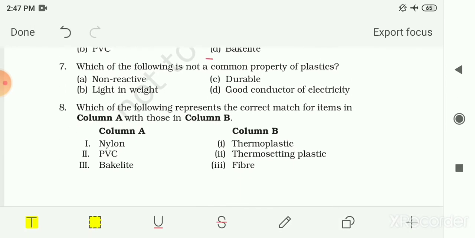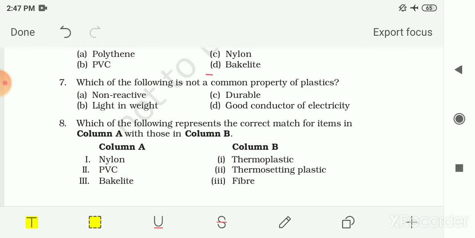Next, question number 7: which of the following is not a common property of plastic? Which is not the property of plastic? The options given to you are non-reactive, light in weight, durable, and good conductor of electricity.